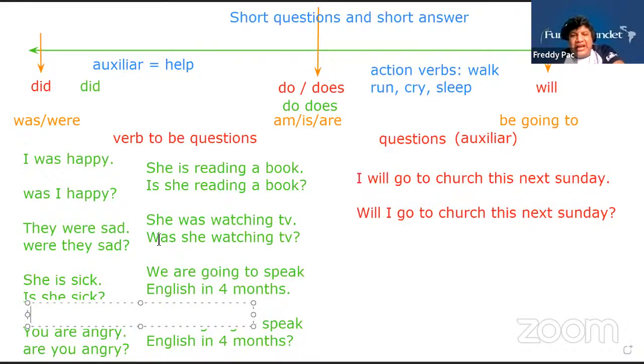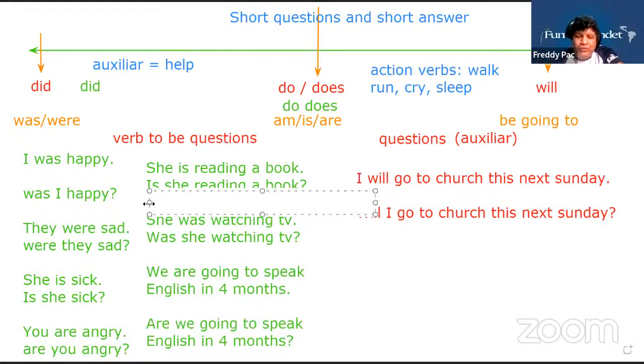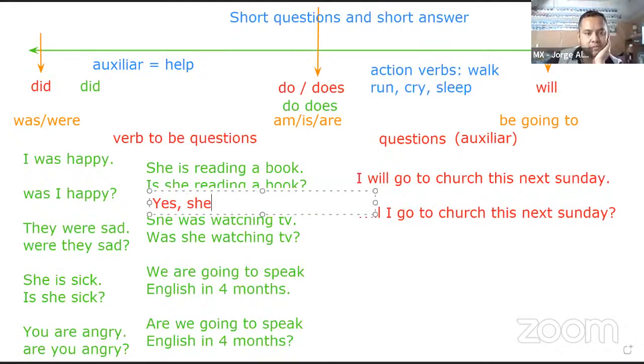Now, what about these guys, these that you have verbs and everything. Is she reading a book? It is the same, guys. You only use the verb to be. Is she reading a book? What is the possibility? Yes, comma, she is. And period, sorry, guys.